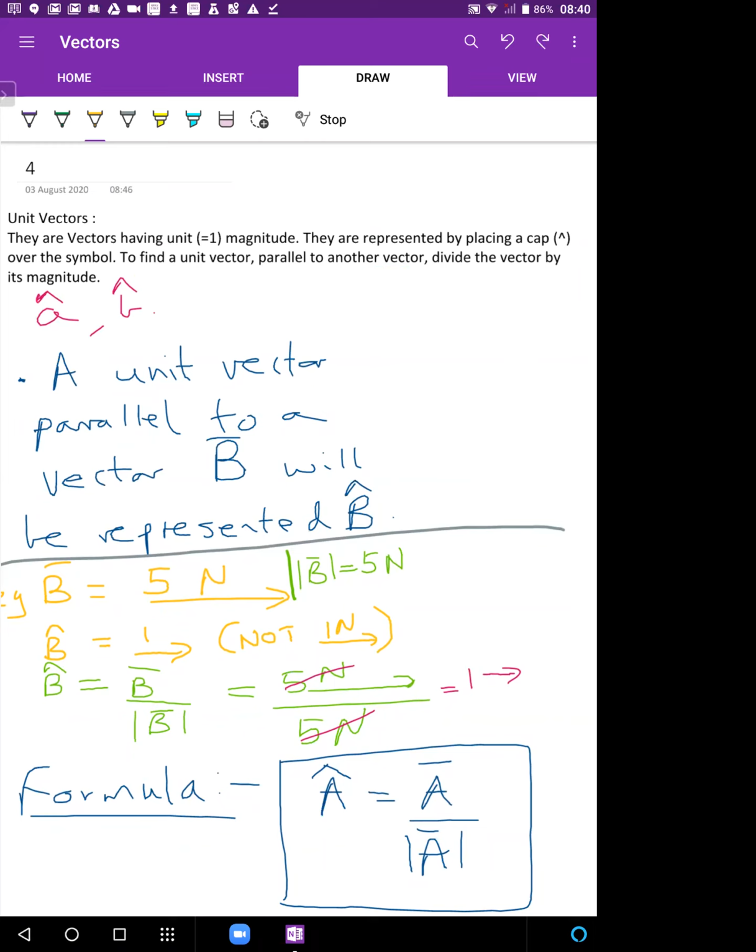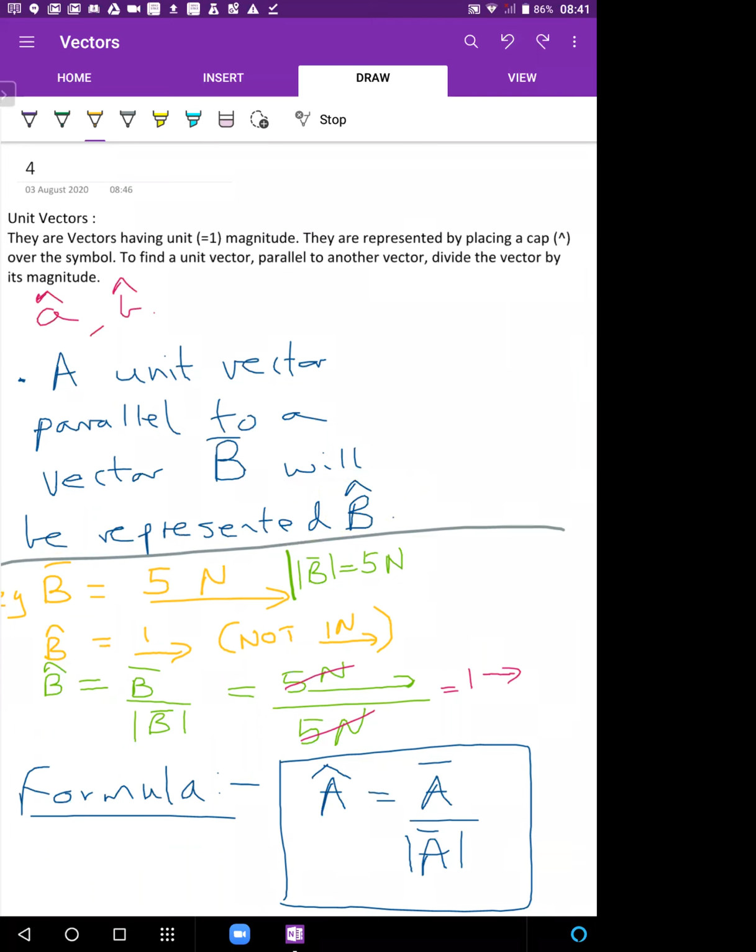I'll explain that. We'll divide the vector by its magnitude. First and foremost, the symbol will look like this. This is A cap. This is B cap. That's how it's read, and you place that roof-type symbol over the alphabet. A unit vector parallel to vector B bar will be represented as B cap. So the corresponding unit vector of B bar, or the unit vector parallel to B bar, will be B cap.